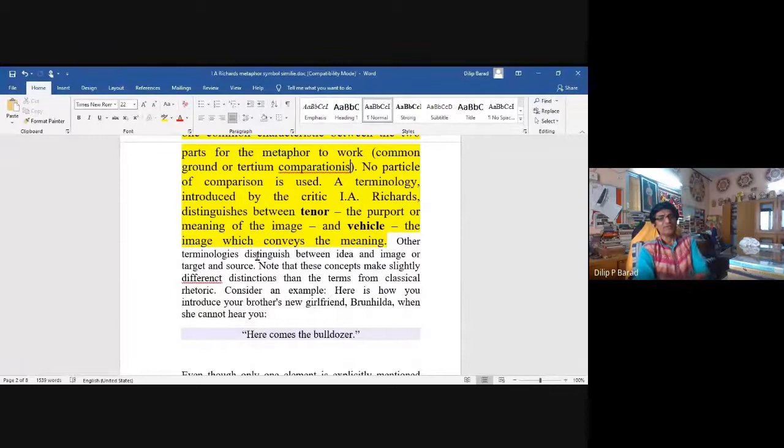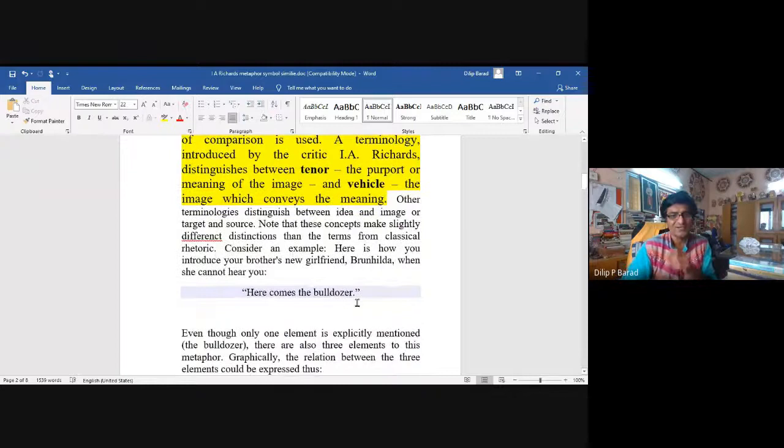For example, if you see this sentence, 'Here comes the bulldozer.' When we see this, actually the bulldozer is not coming, but some human being is coming. And if somebody says, 'Here comes the bulldozer.'